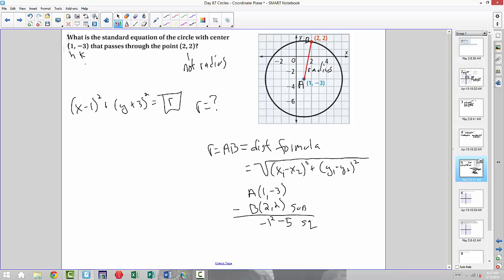Square. Every time you square a negative, it's going to be positive. So negative 1 times negative 1 is 1. Negative 5 squared is 25. Now you add. So you're going to add these two, so you get 26. Then you do the square root. So it's going to be square root 26. So there's your r. So r is now the square root of 26.